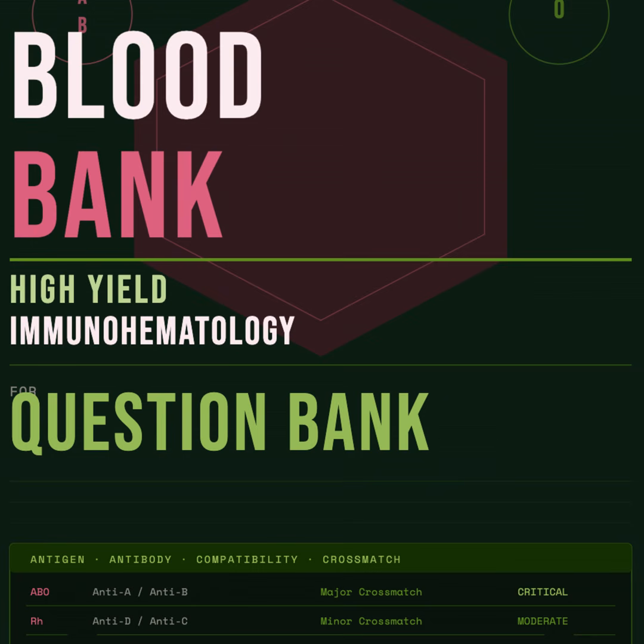We call O-negative the universal donor because the red cells physically lack the A antigen, the B antigen, and the highly immunogenic D antigen. Regardless of the patient's blood type, they should not have naturally occurring antibodies against O-negative cells. But the practice material presents a specific nightmare massive transfusion scenario.